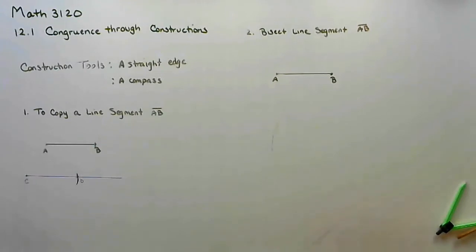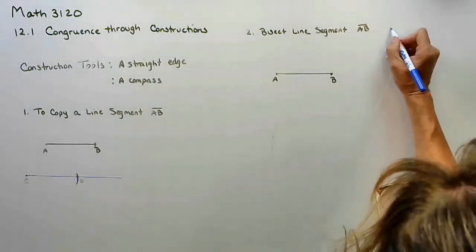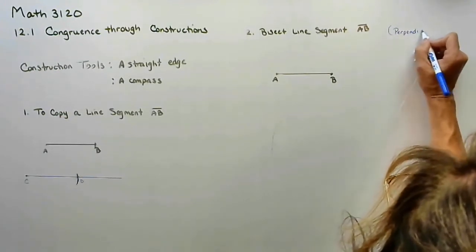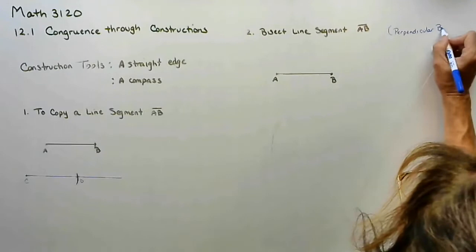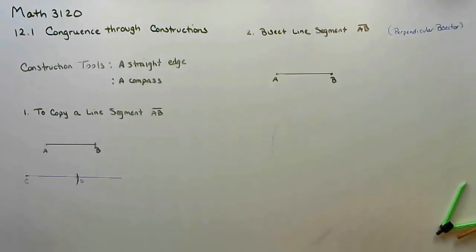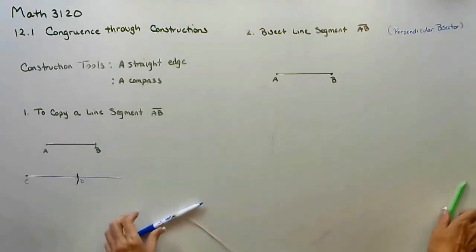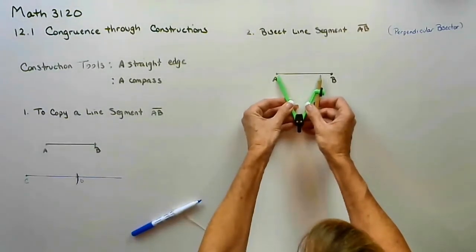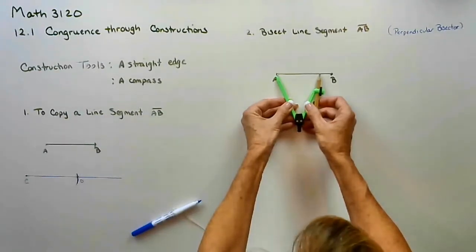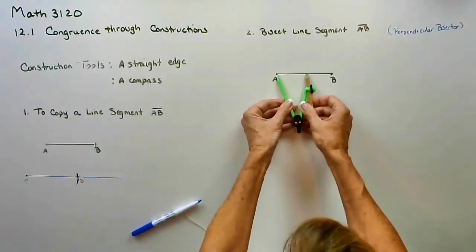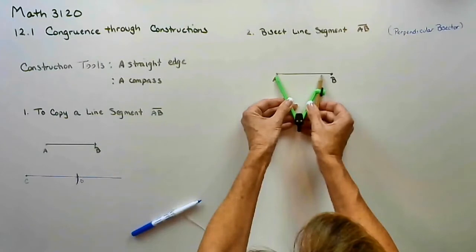Now to bisect it, I'm going to create a perpendicular bisector. Okay? This also creates a perpendicular bisector. To bisect means to cut in half. So what I'm going to do is make sure that I open up my compass more than halfway. More than halfway. If I only open it a little bit, I'll never get to the midpoint or halfway to bisect it. So I'm going to open it up and make sure it's definitely more than halfway.